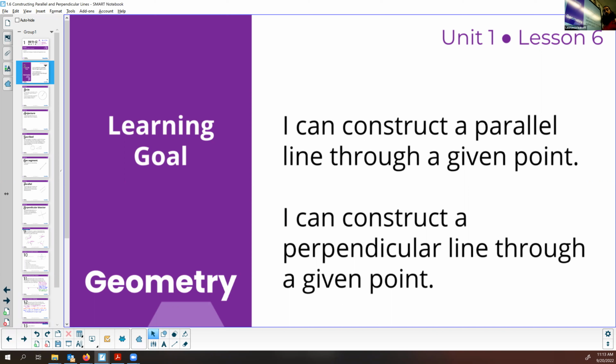So we're not worried about a perpendicular bisector. I just need to be perpendicular and go through a particular point. We had no new vocabulary to cover, so I'm not going to cover those in the video.